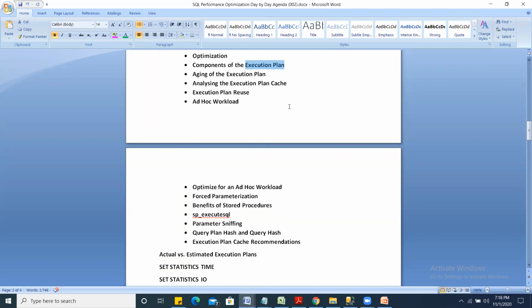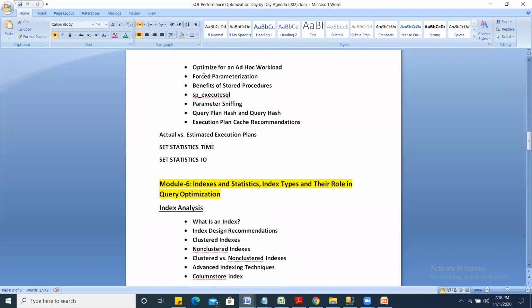Execution plan reuse, ad hoc workload, how you can optimize an ad hoc workload, why you should optimize an ad hoc workload. What is forced parameterization, and why you should not do forced parameterization. Forced parameterization can lead to the problem of bad parameter sniffing. What is bad parameter sniffing, and why you should not force the parameterization, that we will discuss.